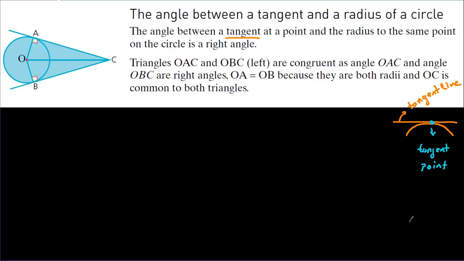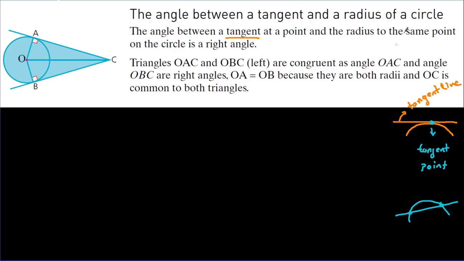Be careful about this one. If the line is passing through two points, this is not called a tangent line. This is called a chord of the circle. This line segment is called a chord of the circle. But here the tangent is intersecting only one point.